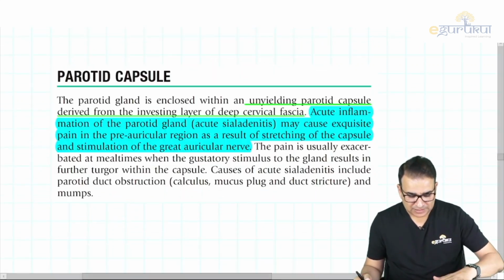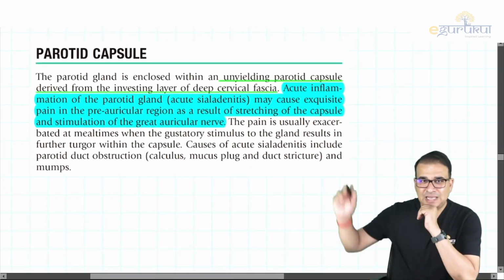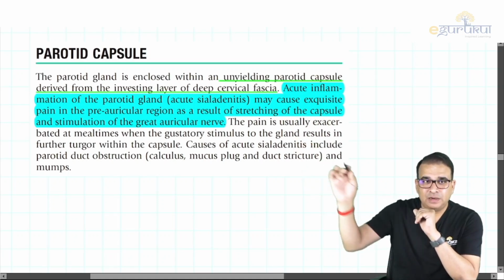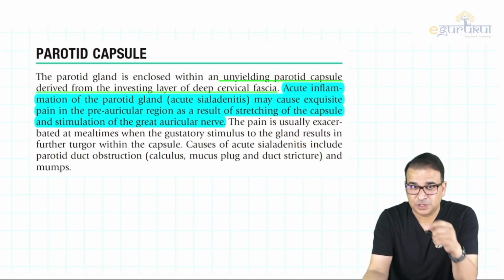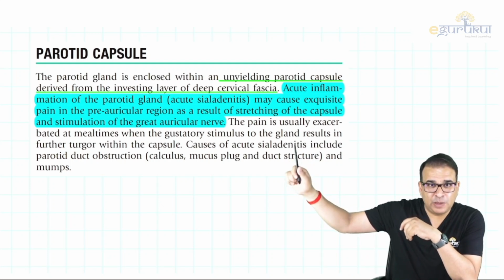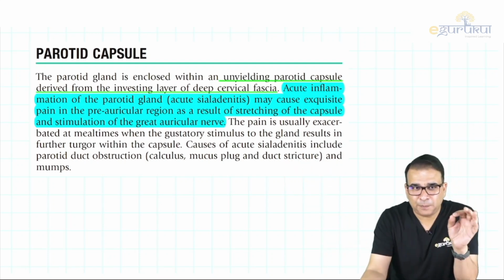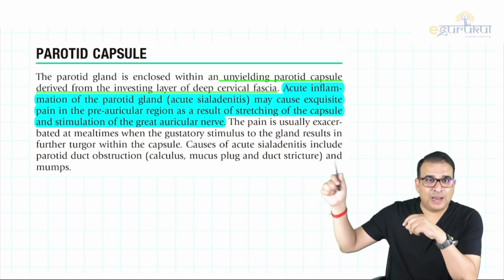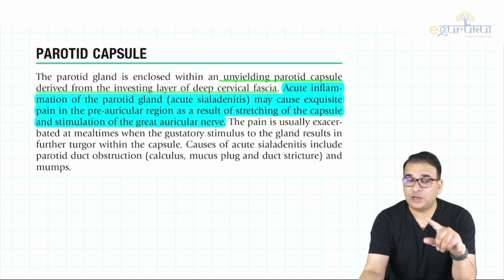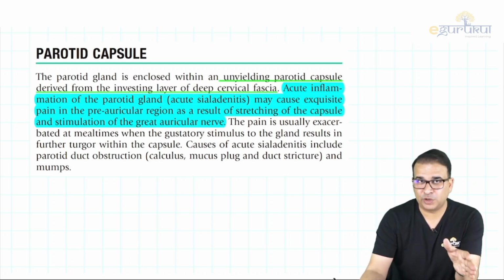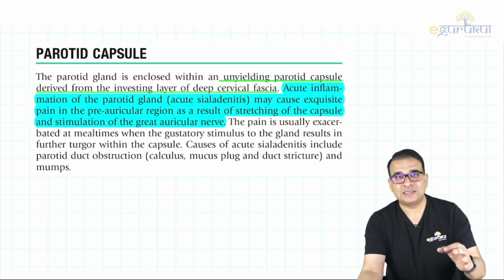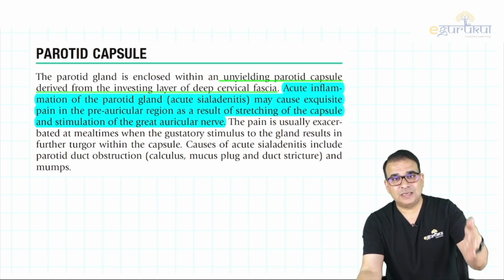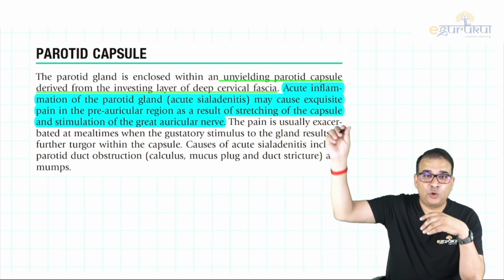Now I want to quote a statement from Gray's 41st edition, which says the unyielding parotid capsule is derived from the investing layer of deep cervical fascia. So acute inflammation of the parotid gland may cause exquisite pain in the preauricular region as a result of the stretching of the capsule and the stimulation of the great auricular nerve. Although the great auricular nerve, as per the feedback, is also in the question here, the basis of the pain is the unyielding nature of the parotid capsule.